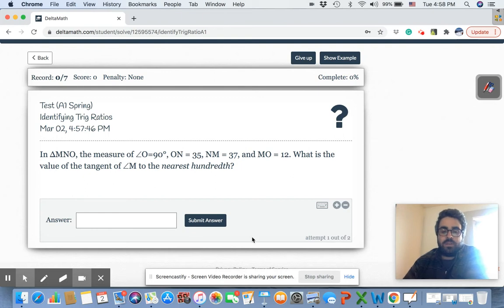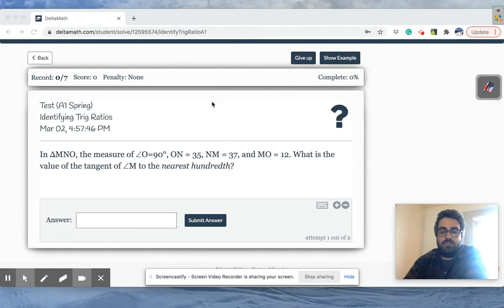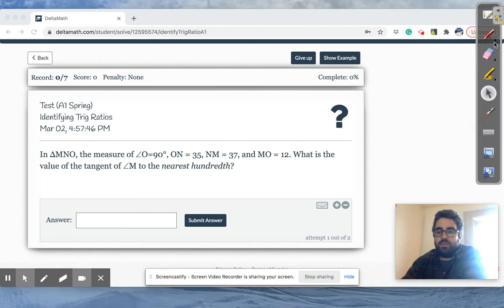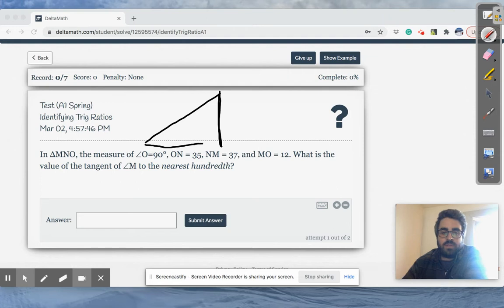So the first thing you should do in your notebook is draw a model. That's always the first thing you should do, draw a right triangle, something that will model this scenario. So I'm just going to draw a rough sketch. Doesn't have to be perfect, just something that will help us solve. It's a pretty bad triangle, but you get the idea.